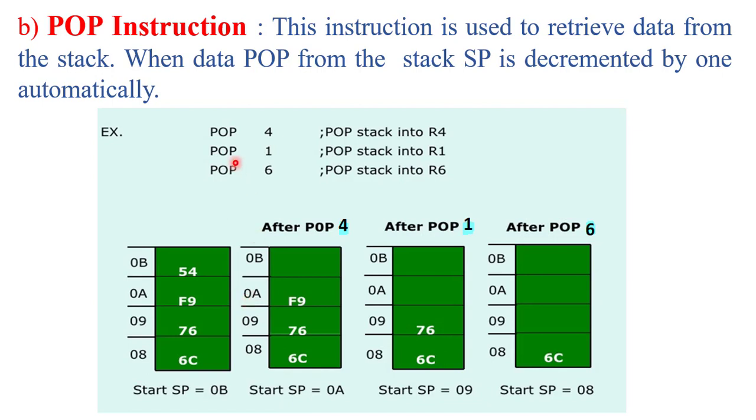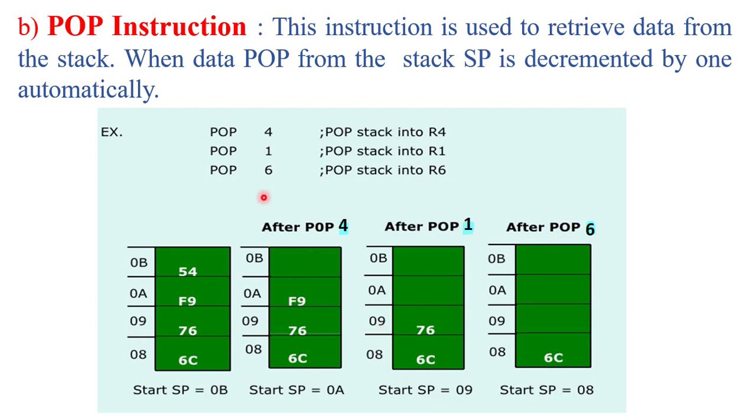Now the next instruction is POP 1. This instruction tells that pop data from the stack and store it in register R1. When this instruction is executed, we pop data from the 0AH location and store it into the R1 register. When this instruction is executed, the stack pointer is again decremented by 1 and points to the 09H memory location.